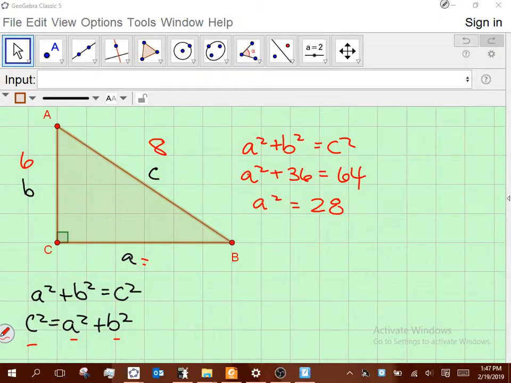Okay. So then a, what two would be root 28? What two numbers divide 28? 4 and 7, right? Okay. So that would be 2 root 7 would be the length of a.